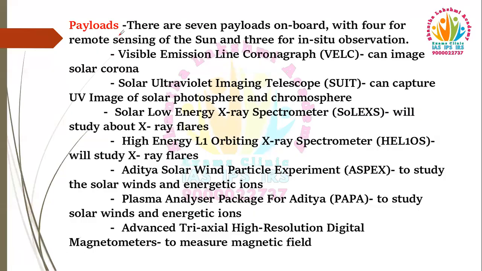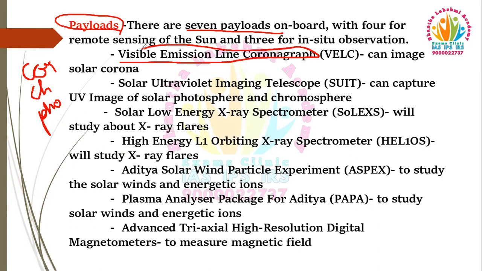So next we are going to discuss the payloads which were placed on board. In this mission we have 7 payloads placed in the spacecraft. Those 7 payloads help us to understand the sun's corona, chromosphere and photosphere. The first and most important payload is the Visible Emission Line Coronagraph that can image the solar corona. The next payload is the Solar Ultraviolet Imaging Telescope that can capture UV images of the solar photosphere and chromosphere.